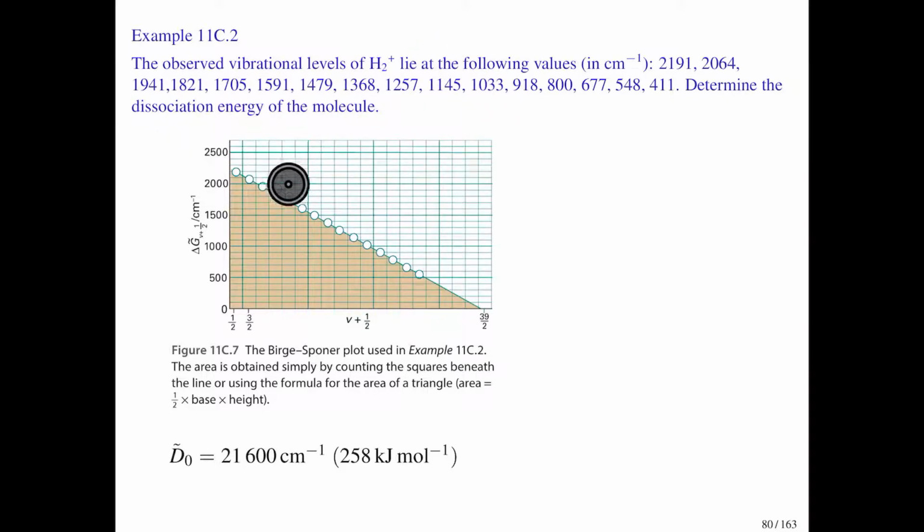They give you some data here. You would fit the data to a straight line. Once you have the formula for the line, you can do the simple linear integral to calculate the area, and that's going to be equal to the dissociation energy. Here it's expressed in reciprocal centimeters, and you can convert that to a proper energy, kilojoules per mole, and you find that the dissociation energy for this H2 plus cation is around 250 kilojoules per mole.